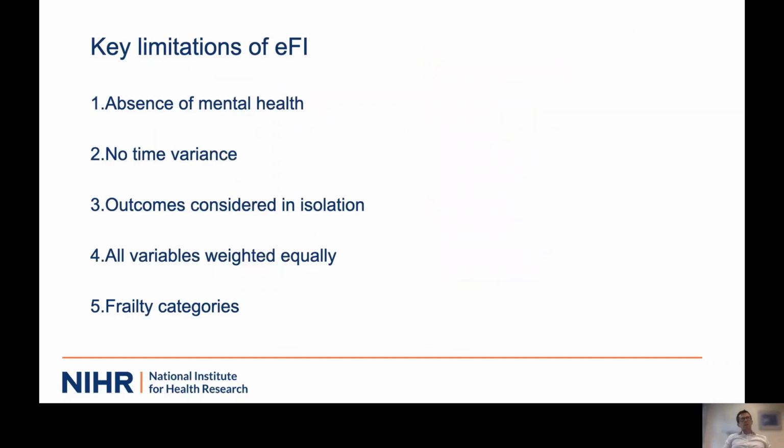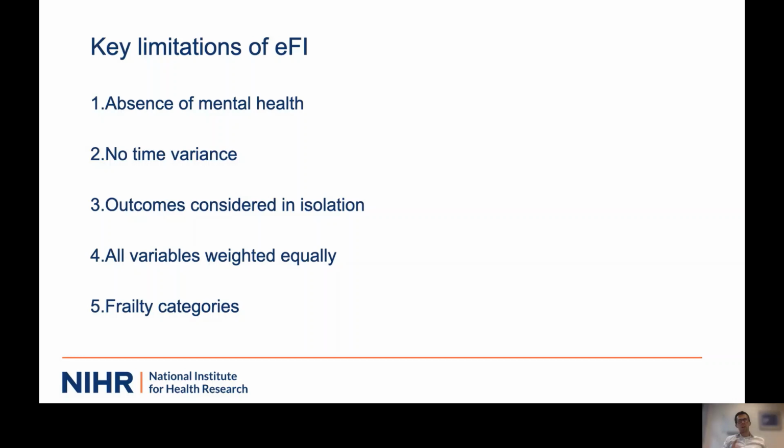But the original EFI does have some key limitations. I mean, you might have spotted that there's a relative absence of mental health variables in the original Electronic Frailty Index. And one of the other difficulties is that there's no time variance. So if somebody at the age of 65, for example, has an anemia at 55, then that variable stays in the record typically over a long time horizon, even if the anemia has been treated and goes away. And so there's no account for that in the current EFI.